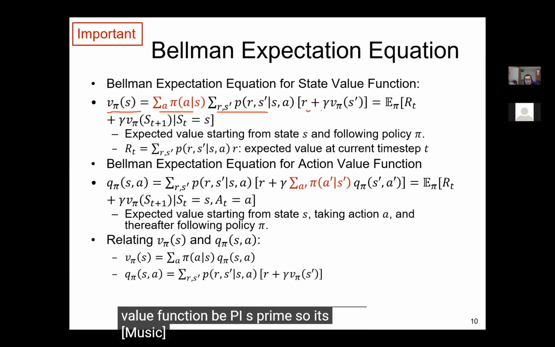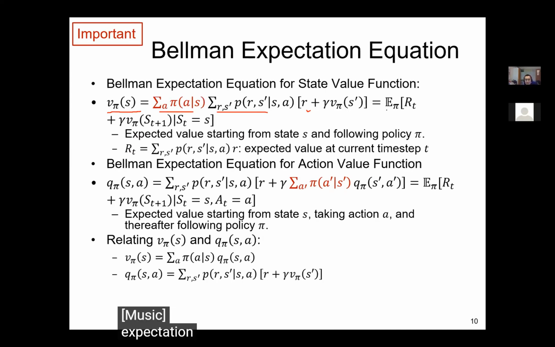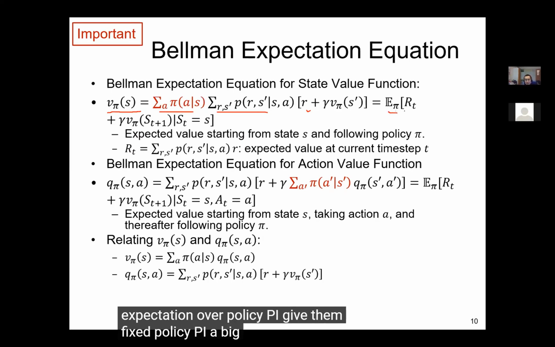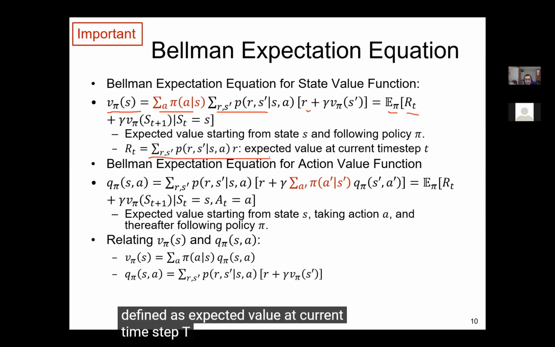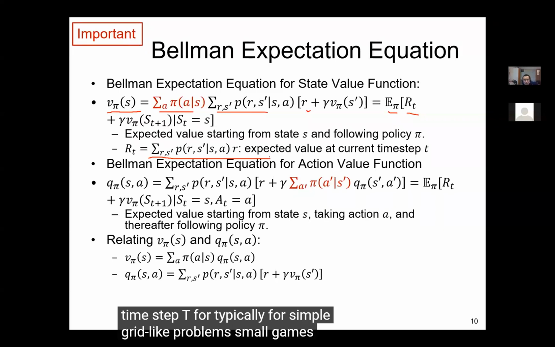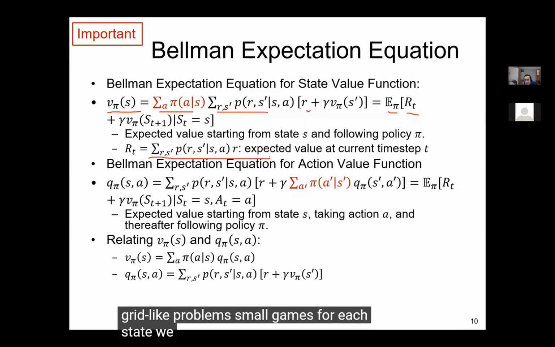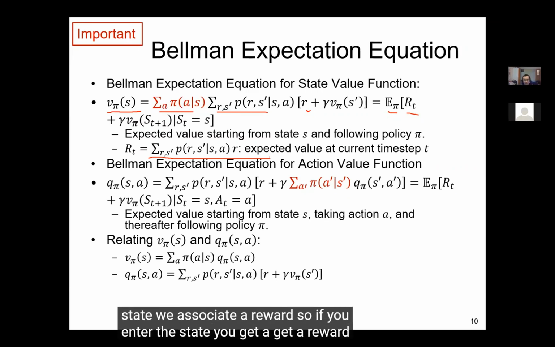So it's an expectation over policy pi, given a fixed policy pi. Big RT is defined as the expected reward at the current time step t. Typically, for simple grid-like problems and small games, for each state we associate a reward. So if you enter the state, you get a reward.